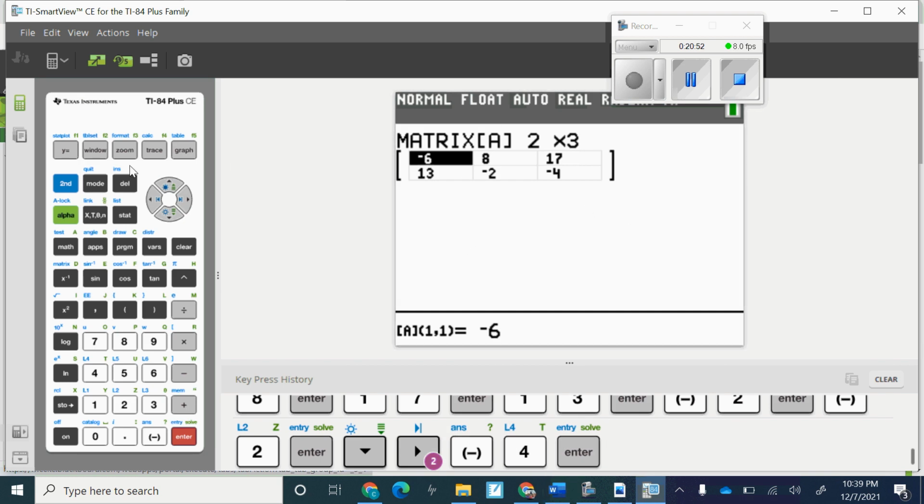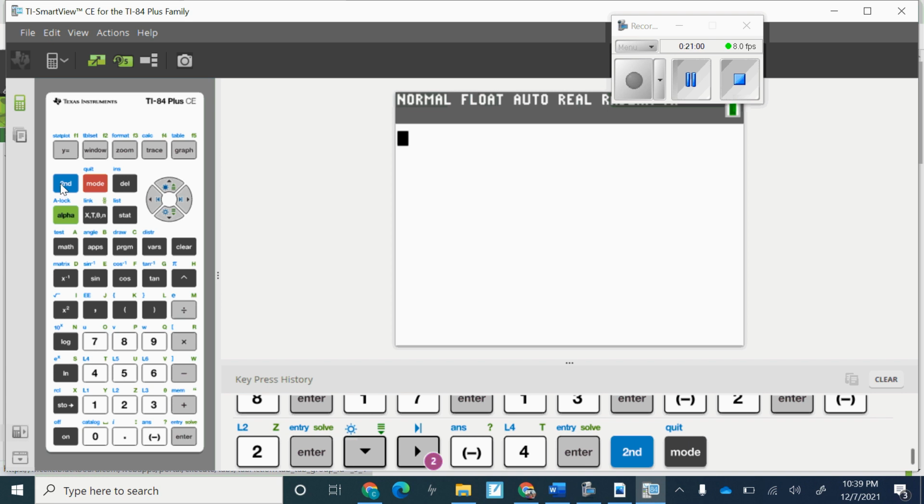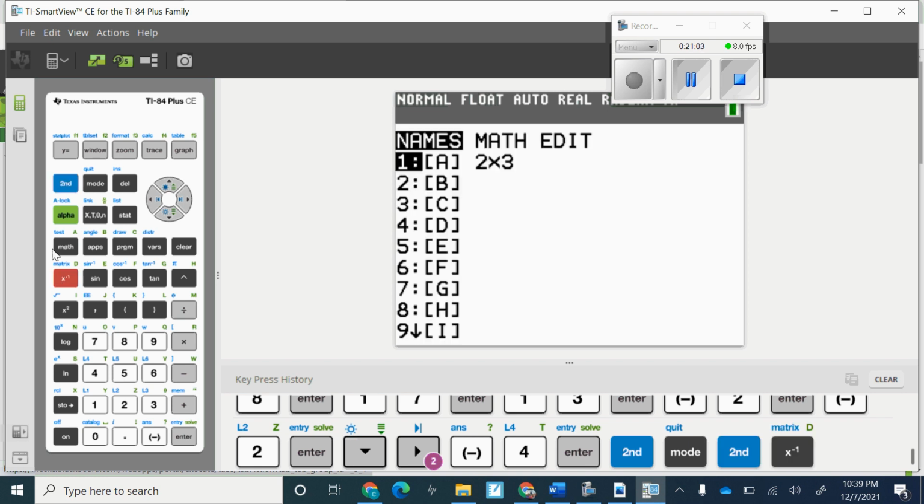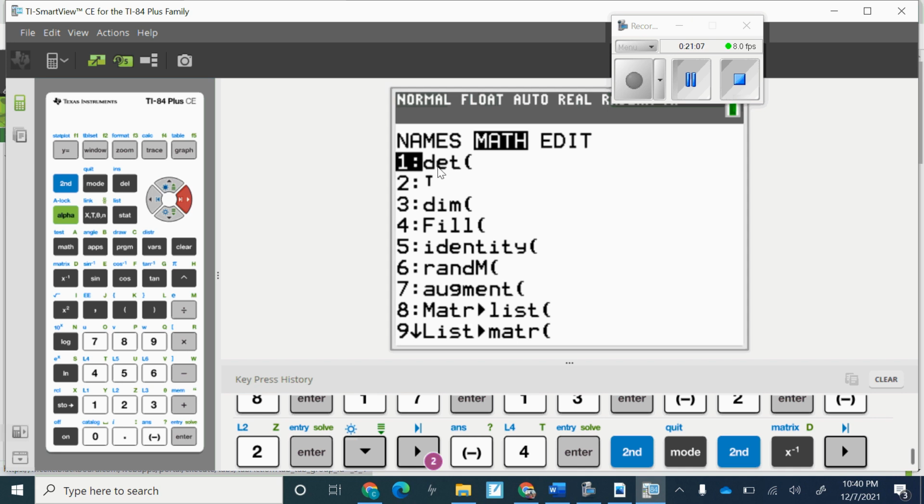Before I do anything with this, I actually need to go all the way back out to my home screen. So I hit second mode, which is quit. And then I'm going to go back into matrix. And now anything you want to do with your matrices is in math.